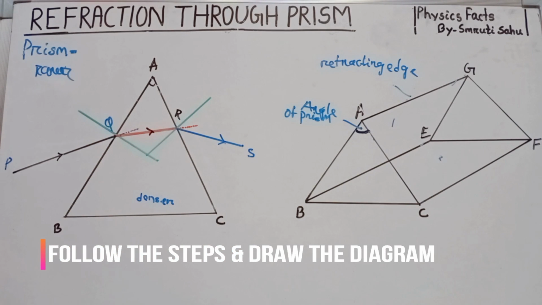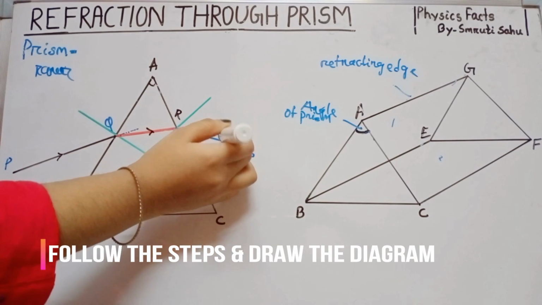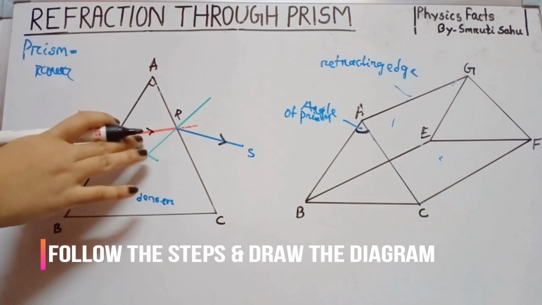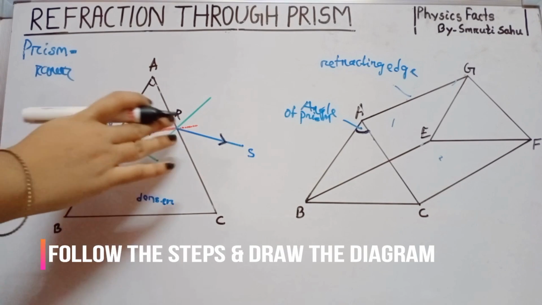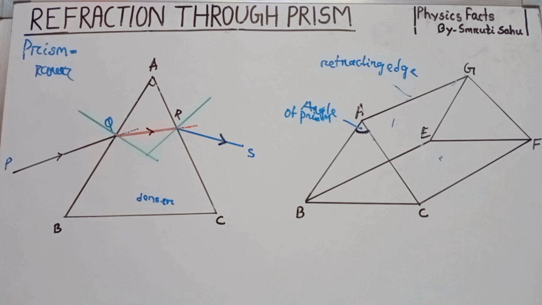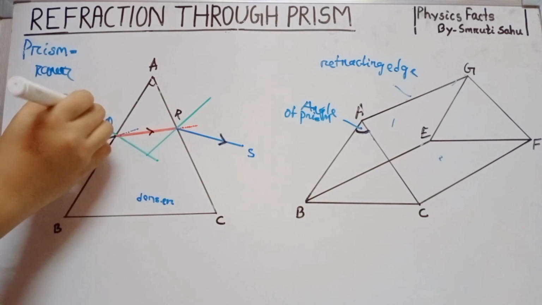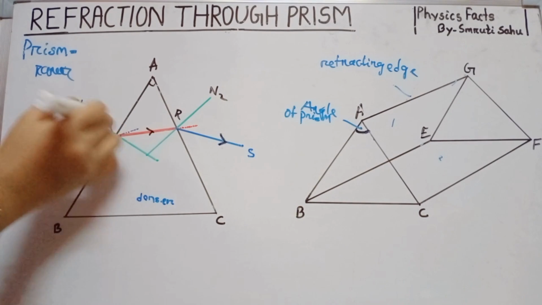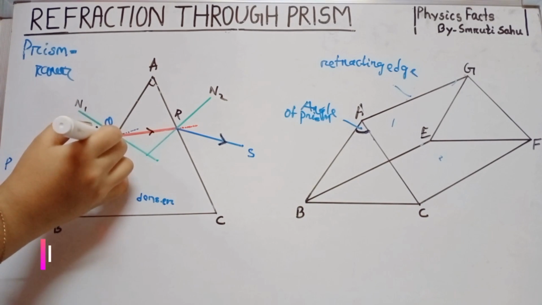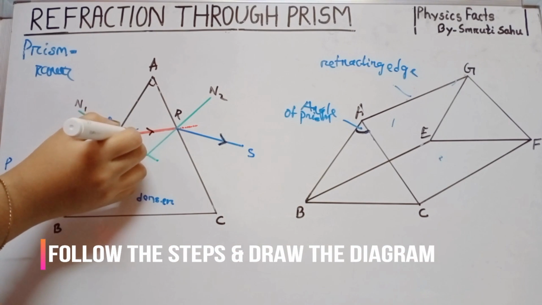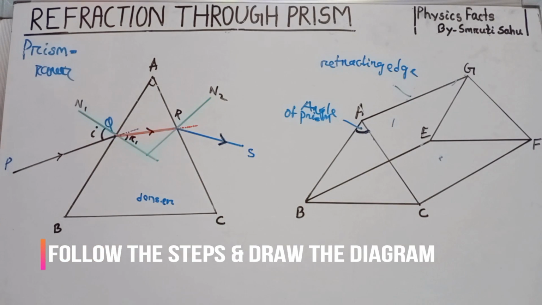Clear, students? PQ is the incident ray. QR is the refracted ray for the first refracting surface, but QR is the incident ray for the second refracting surface, and RS is the emergent ray. Now, for the first refracting surface, this is the normal N1 and this is the normal N2. The angle between the incident ray and normal is the angle of incidence i. The angle between the refracted ray and normal is the angle of refraction r1.